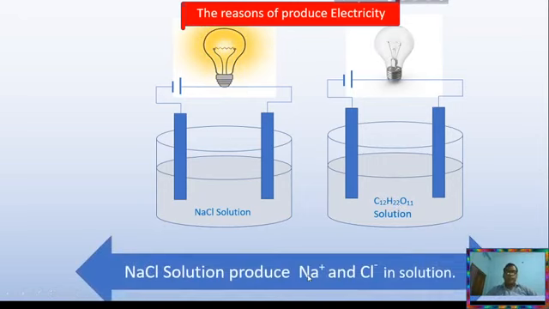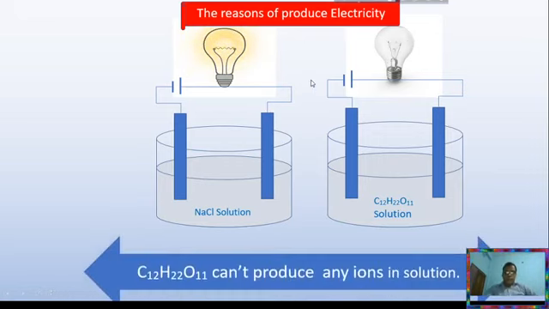So sodium chloride solution produces sodium ion and chloride ion. These both ions are the main carriers to pass the electricity. And on the other hand, in this solution there is no ion, no positive ion and negative ion. That's why this light will be off, not lighted here. Hence, sugar can't produce any ion in solution.